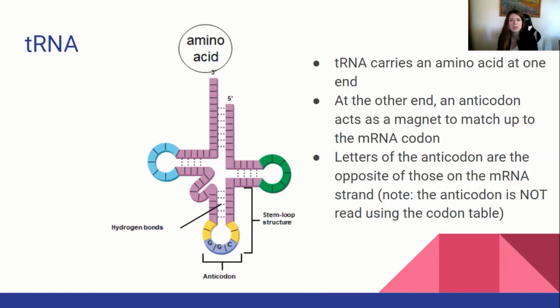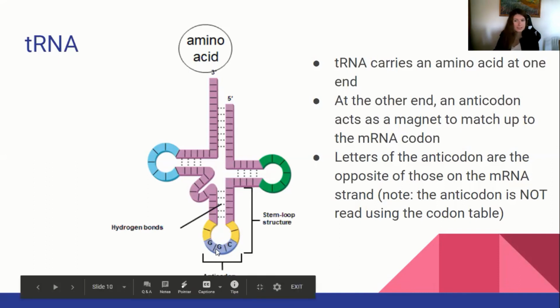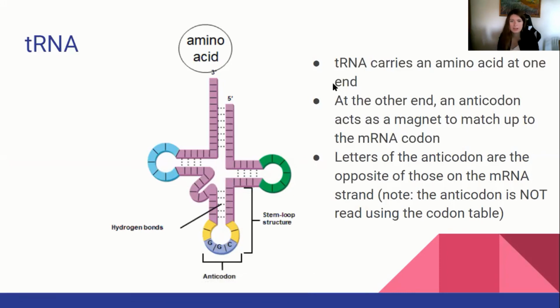So they're just going to be the opposite of the codon. Their job is to come over and be attracted to the mRNA. The point of that is really just to bring this amino acid along with them. So here we can see that the anticodon on this example tRNA is GGC. So that would match up to an mRNA of CCG. Okay, that would magnet it on. It would bring our amino acid with it.